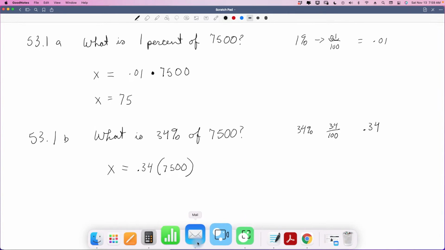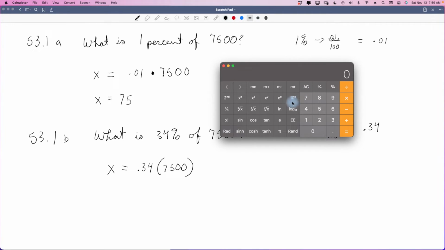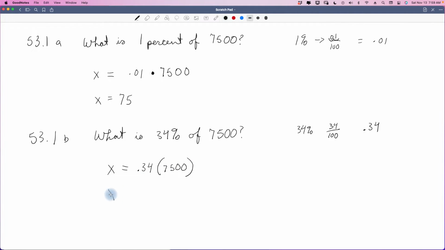So now we just bring up the calculator. In PreAlgebra, it is okay to use the calculator, especially when it gets complicated. 0.34 times 7,500 equals 2,550. So x equals 2,550. Easy peasy, right? Okay, let's do 53.2. Let me clear this.